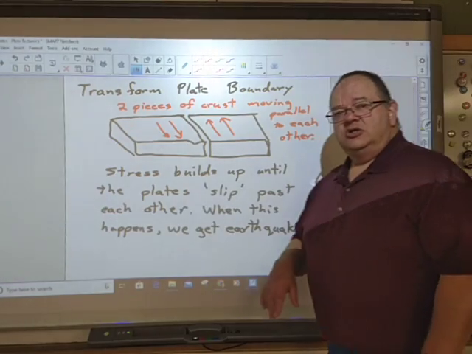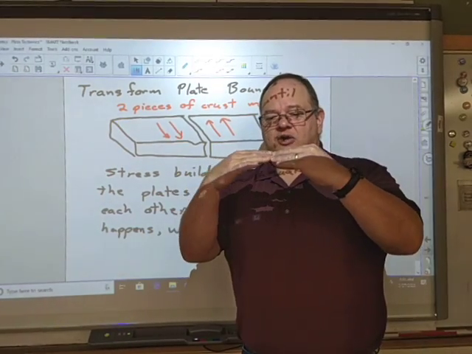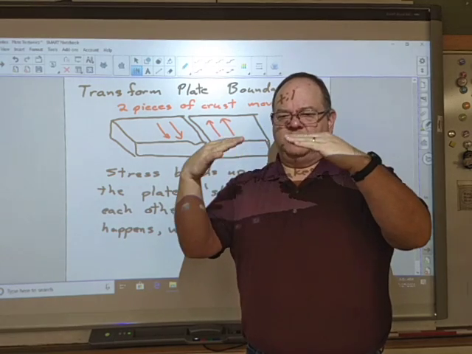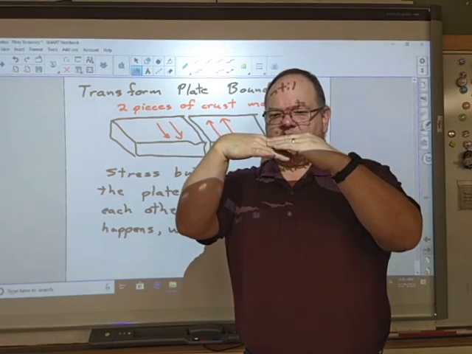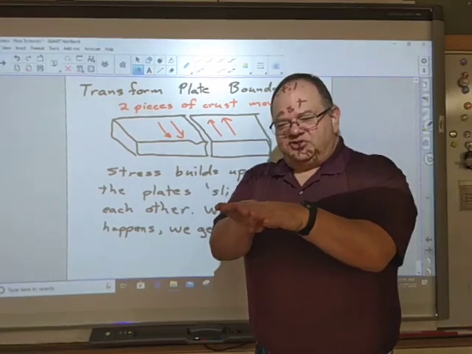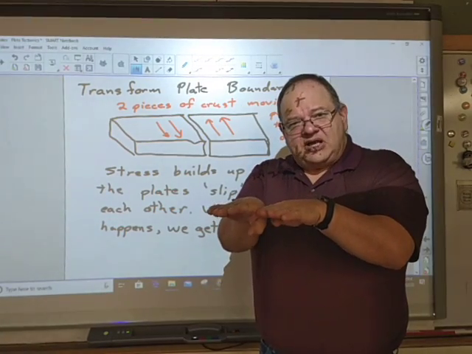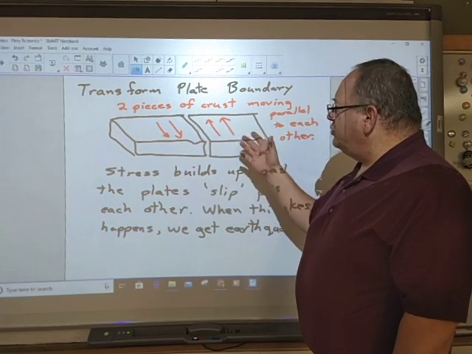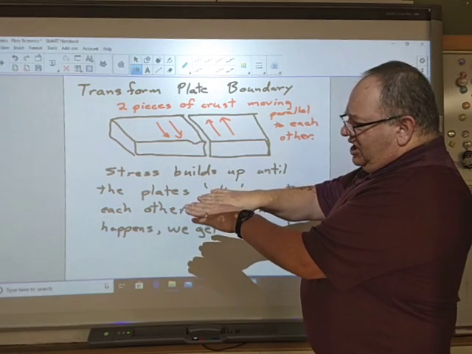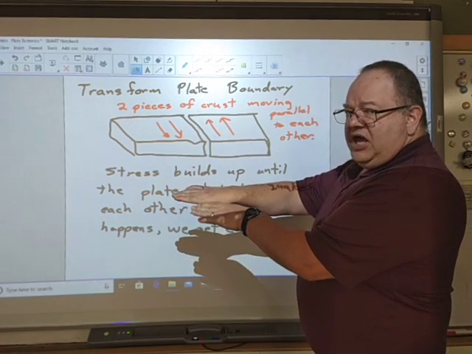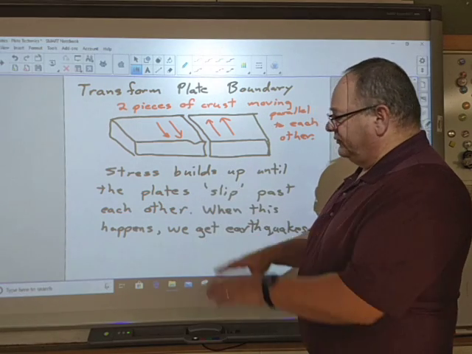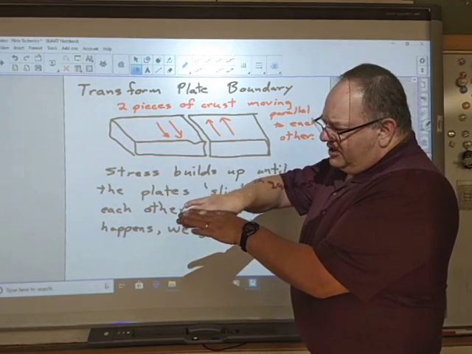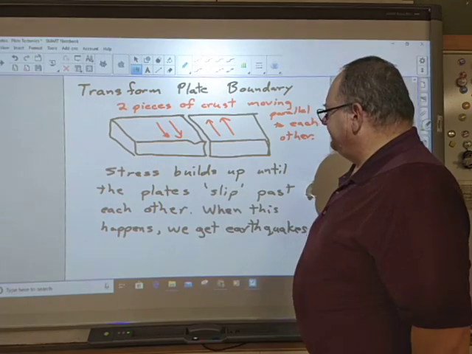Okay. So one more possibility. We had where they were spreading apart from each other. We had where they were moving towards each other, either buckling or getting a subduction. What if they're mostly just moving side by side? That's called a transform boundary. We got two pieces of crust, and they're just kind of moving side by side, parallel to each other. Okay? They're not really moving apart from each other. They're not moving together. They're moving parallel.